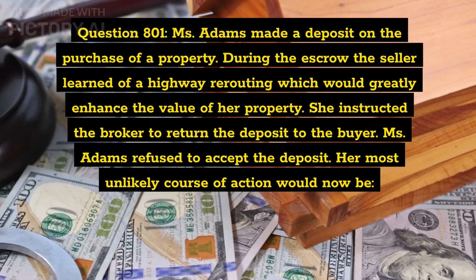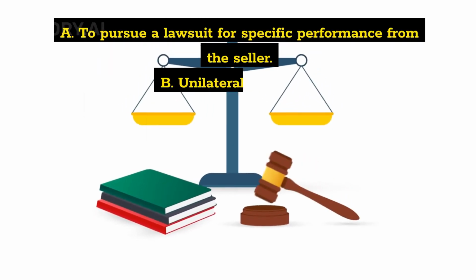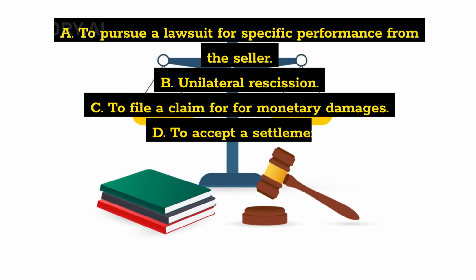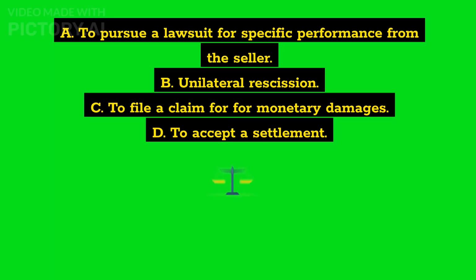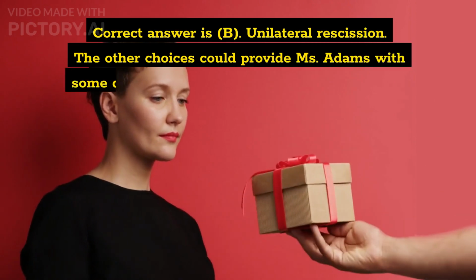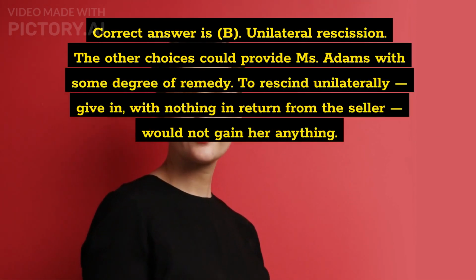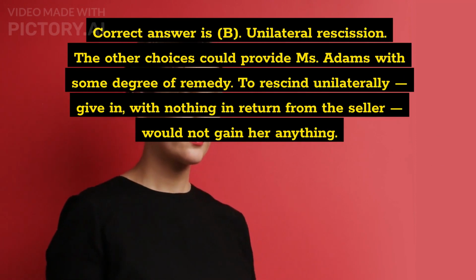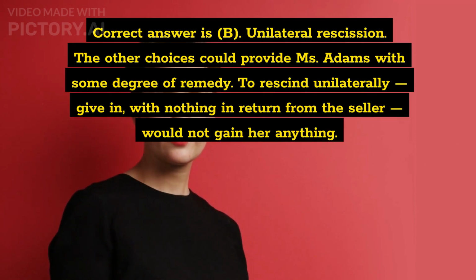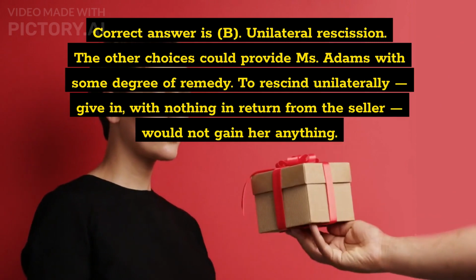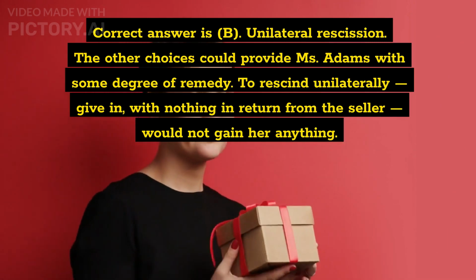Ms. Adams refused to accept the deposit. Her most unlikely course of action would now be: A. To pursue a lawsuit for specific performance from the seller, B. Unilateral rescission, C. To file a claim for monetary damages, D. To accept a settlement. Correct answer is B. Unilateral rescission. The other choices could provide Ms. Adams with some degree of remedy. To rescind unilaterally, giving in with nothing in return from the seller, would not gain her anything.